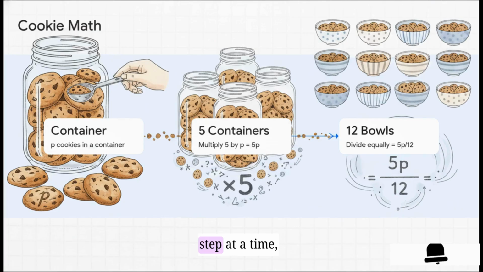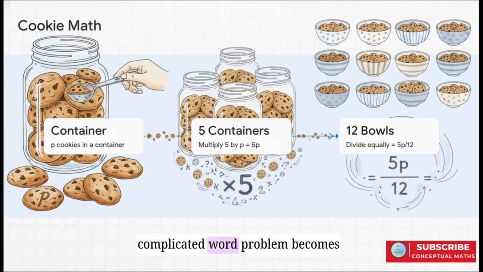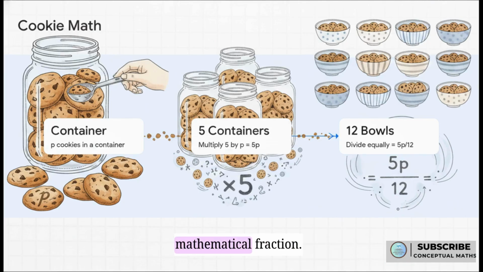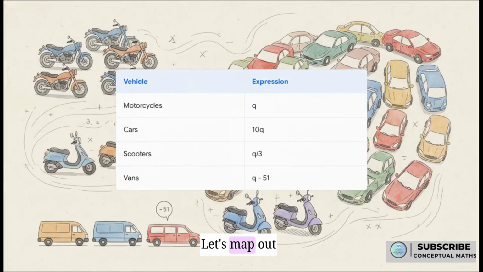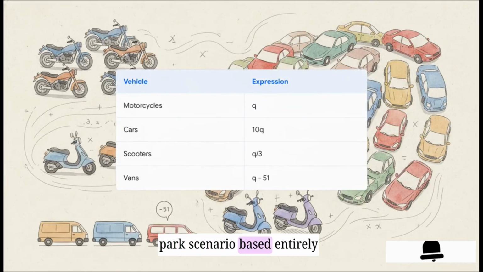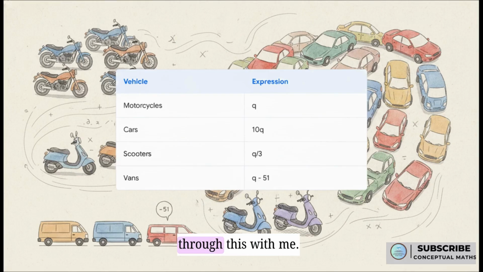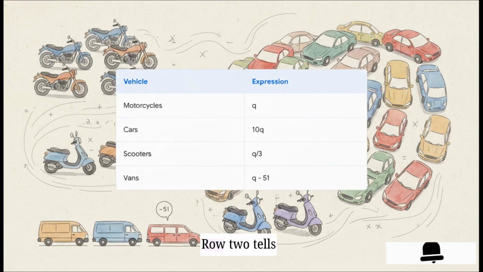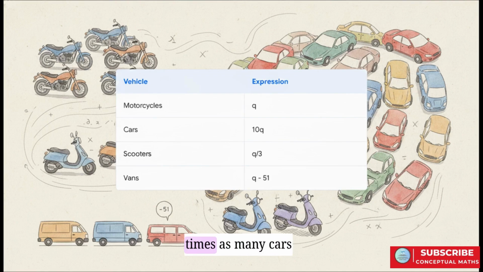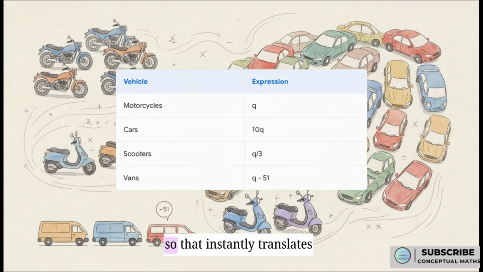By just taking it one step at a time, what sounds like a giant, complicated word problem becomes a completely manageable mathematical fraction. Let's map out a really complex car park scenario based entirely on just one variable, q motorcycles. Walk through this with me. Row 1 sets our base. We just have q motorcycles. Row 2 tells us there are 10 times as many cars as motorcycles, so that instantly translates to 10q.